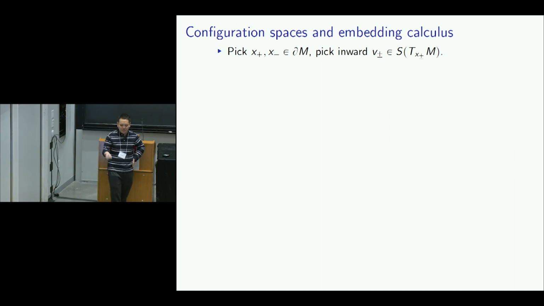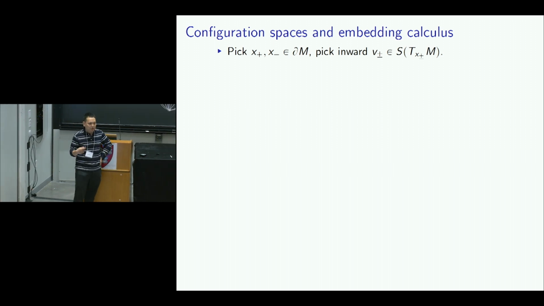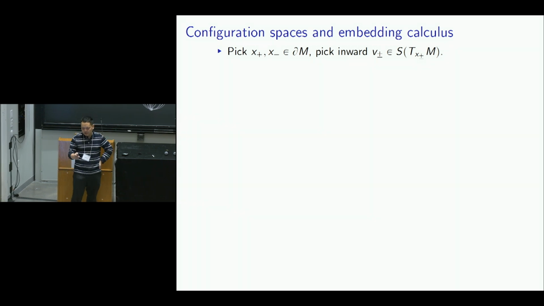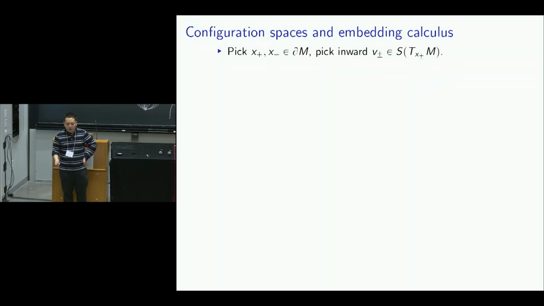Let's consider the configuration space. The configuration space we are going to consider is the following specific version. We consider a manifold with boundary. We pick two different points on the boundary, and we put two different inward tangent vectors.